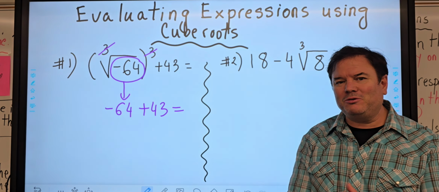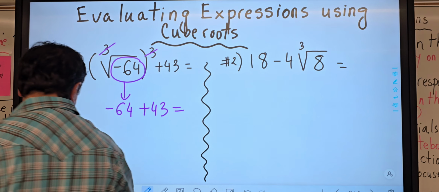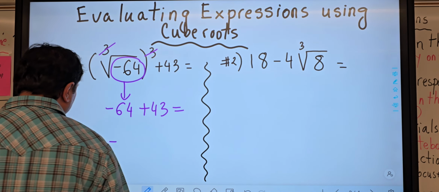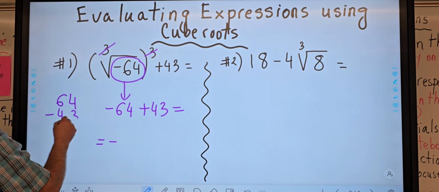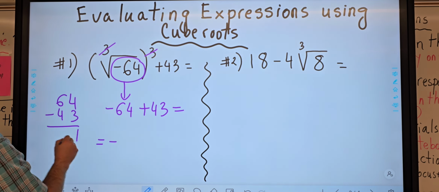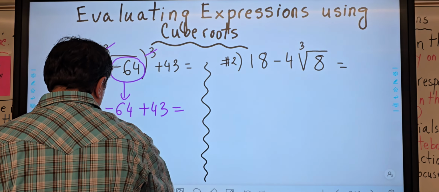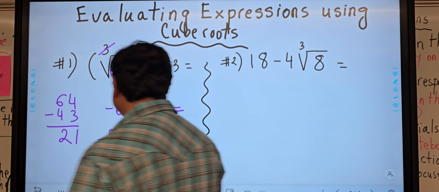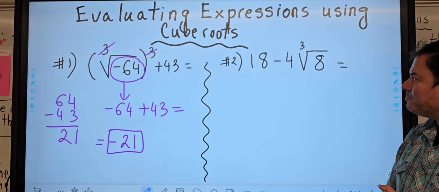And now we are going to subtract the numbers, and the bigger number keeps the sign. Okay, so let's subtract 64 minus 43. 4 minus 3, 1. 6 minus 4, 2. So the final answer is negative 21. Okay, so negative 21 is the answer for example 1.